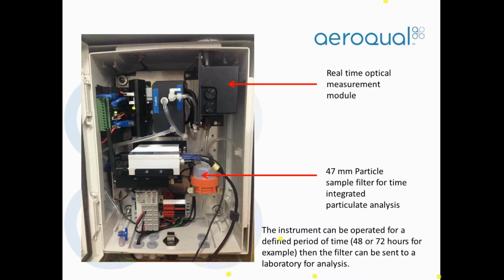The instrument can be operated for a period of, say, 48 or 72 hours, and the real-time optical measurement can be compared to the mass of particles collected on the sample filter, and then for that particular monitoring location, or even that particular monitoring project, a correction factor can be applied. And this dramatically mitigates the effects associated with morphology and particle type.